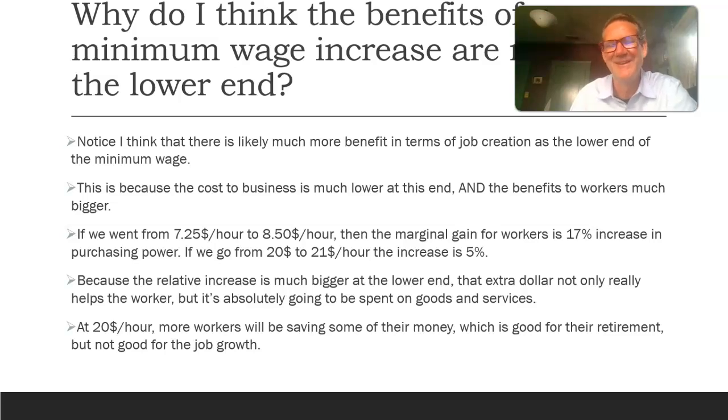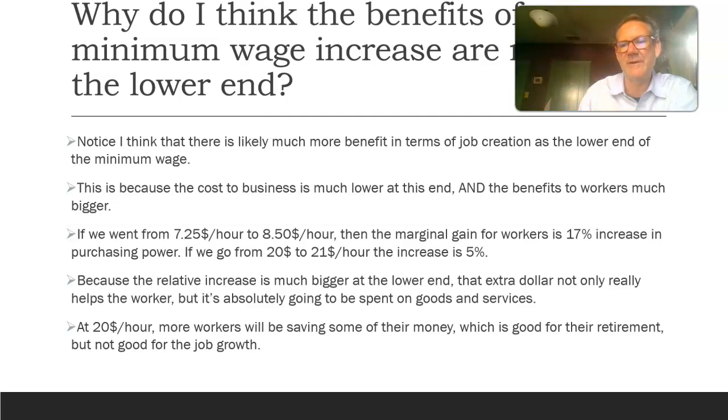That's not true. All right, but notice here, right? Why do I think that there's more benefit in terms of job creation at the lower end of the minimum wage? Two reasons. And I feel pretty strong about this. I definitely could be wrong, but I feel pretty strong about this. Two reasons. One, the cost to businesses at the lower end of increasing the minimum wage is much smaller, okay? And the benefit to workers is much bigger.